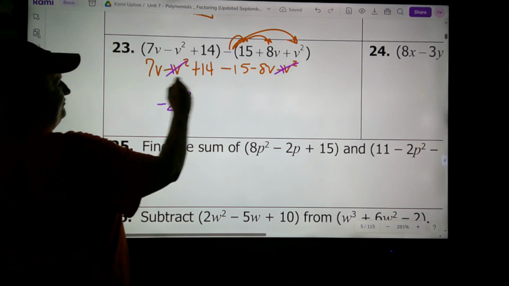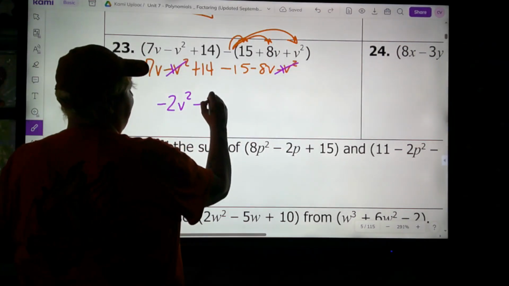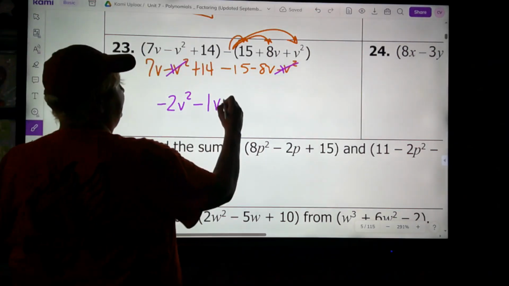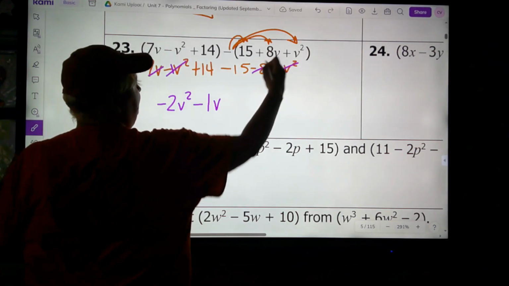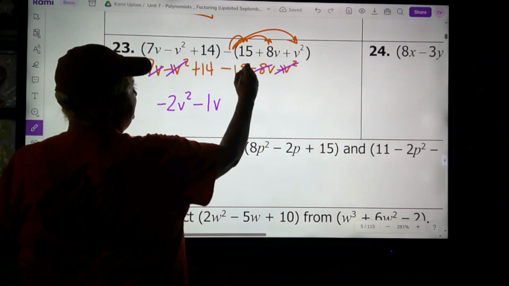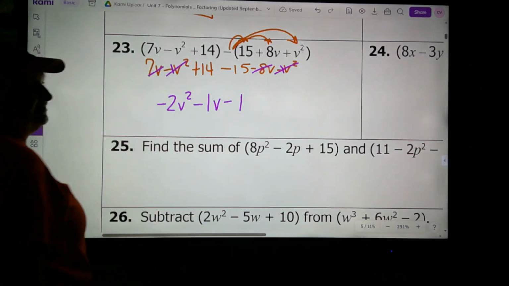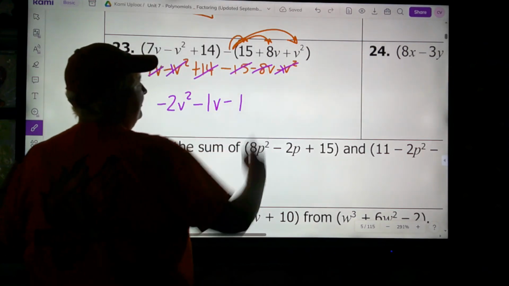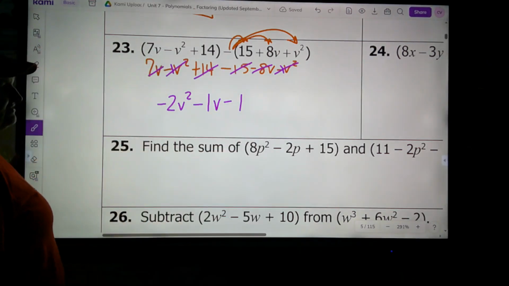And then we have 7v minus 8v. We're left with negative 1v. The 1 doesn't need to be there. Up to you. And that leaves us with 14 minus 15. That 1 needs to be there because it's alone. It doesn't have a variable to hide behind. So it has to be there.